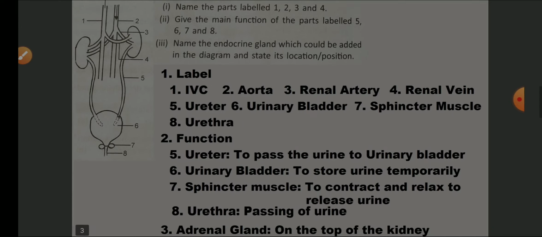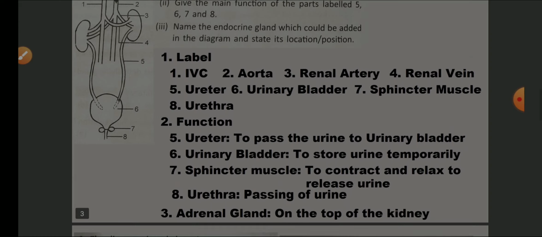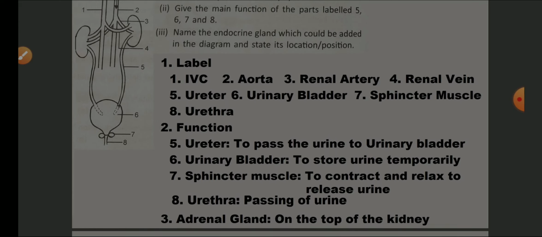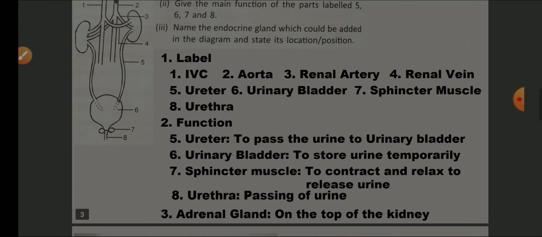Question number 2, functions for 5, 6, 7, 8. Number 5, the ureter, passes the urine to the urinary bladder to store urine temporarily. The sphincter muscle contracts and relaxes so that the release of urine takes place, and the urethra helps in the passing of urine. The gland that needs to be added in the diagram is the adrenal gland, and its location or position is on the top of the kidney. I hope you understood question number 1.